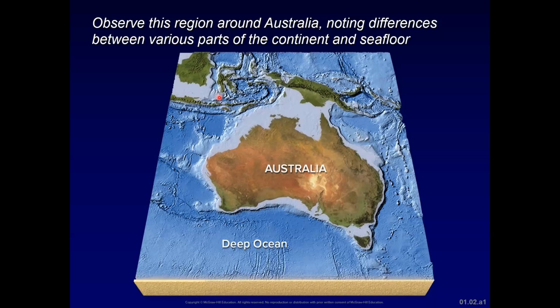Parts of the seafloor around Australia are complex. Parts of them are kind of smooth. And the reason for that, simply put, is that the continents and the ocean basins have different geology, different materials, and different geologic histories that made them this way.